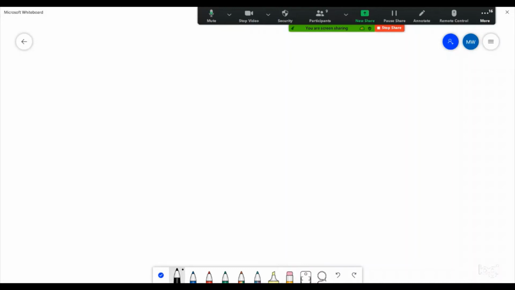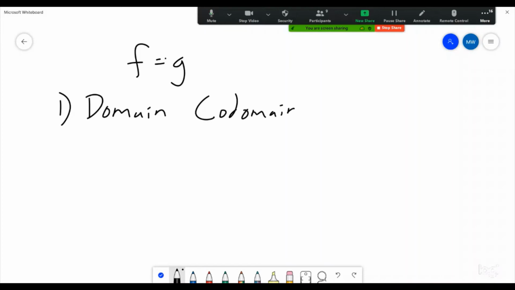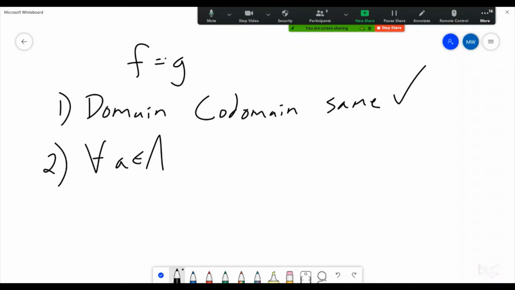So to show that a function f equals a function g, check the domain and codomain. You check that both of those are the same. Once you've checked that, then you check that for all things in your domain A, does f of A equal g of A? And if that's true, then you're done. Then they're the same function. Okay, that makes sense. Yeah, so that's how I would check it.